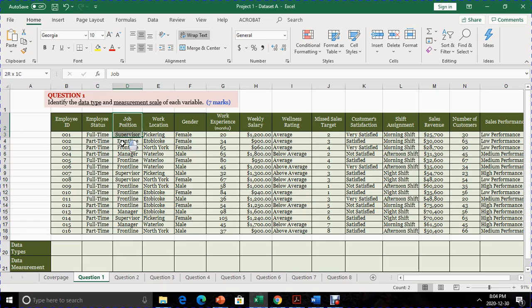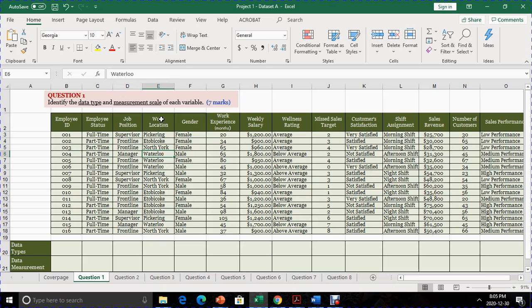The third question deals with the job position, the ranking that they had at the company. They can be frontline staff or supervisors, or they could be a manager. So they have 3 options: a frontline, a supervisor, or a manager.